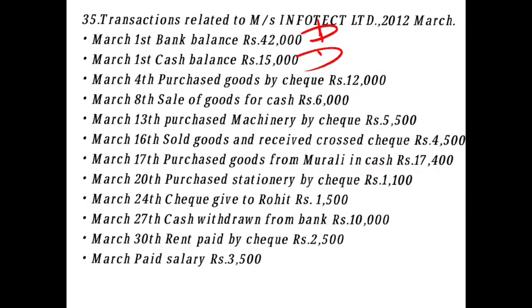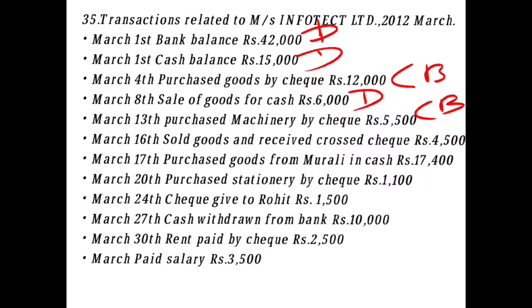Then purchased goods and paid by check, credit side you should write it in the bank column. We buy purchases, bank column 12,000 because paid by check you have. Sold goods for cash, so debit side, cash column you should write 6,000 we have received on sales. Then purchased machinery and paid by check, so credit side, bank column you should write buy machinery because paid by check you have, so 5,500 you have to record in the bank column here.